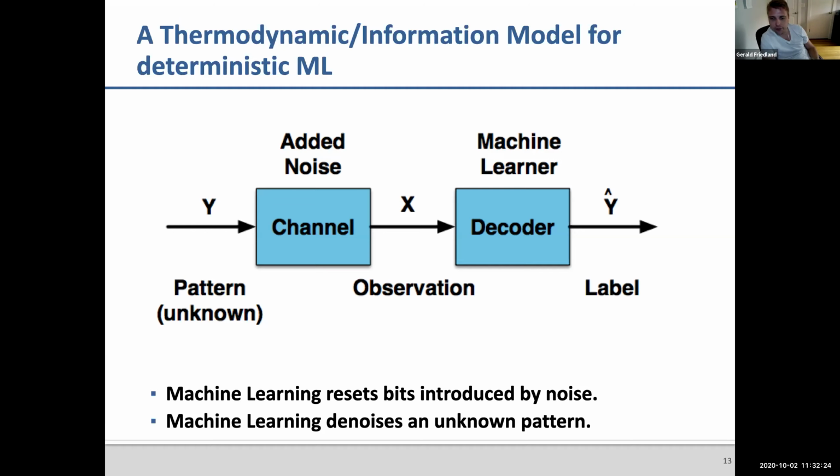So what a machine learner really does in the case of multimedia, but also in general, is it resets the bits introduced by noise. What you want to do is make all the bits 0 of that photograph that don't pertain to your pattern, and only keep the ones that do pertain. As a signal processing person, we would say machine learning denoises an unknown pattern. And as a physicist, you would say machine learning resets the bits introduced by noise. We set those to 0.